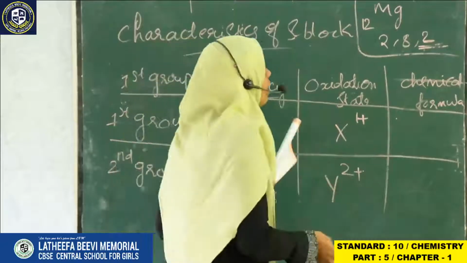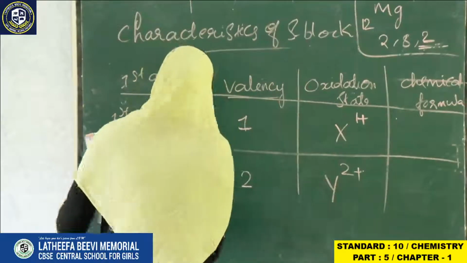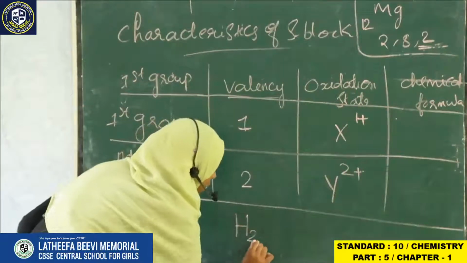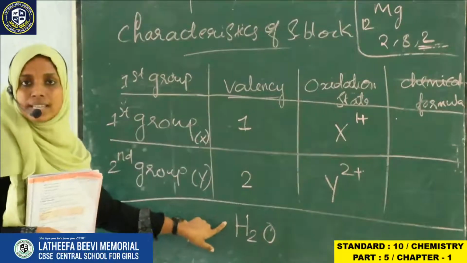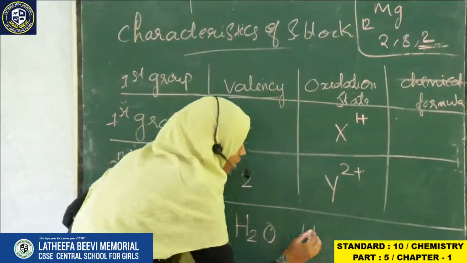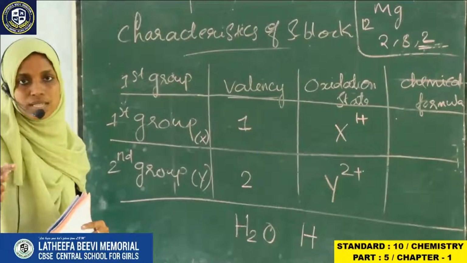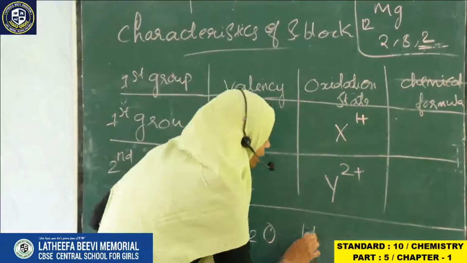Okay, then what is the chemical formula? How do we write the chemical formula? എങ്ങനെയാണ് നമ്മൾ കെമിക്കൽ ഫോമുല എഴുതുന്നത്? If we consider water, H2O is the chemical formula of water. How do we get it? എങ്ങനെയാണ് ഇത് ഇങ്ങനെ H2O എന്ന് വന്നത്? Because the oxidation state of hydrogen is 1, because the valency is 1. It has only 1 electron, so it loses the electron.